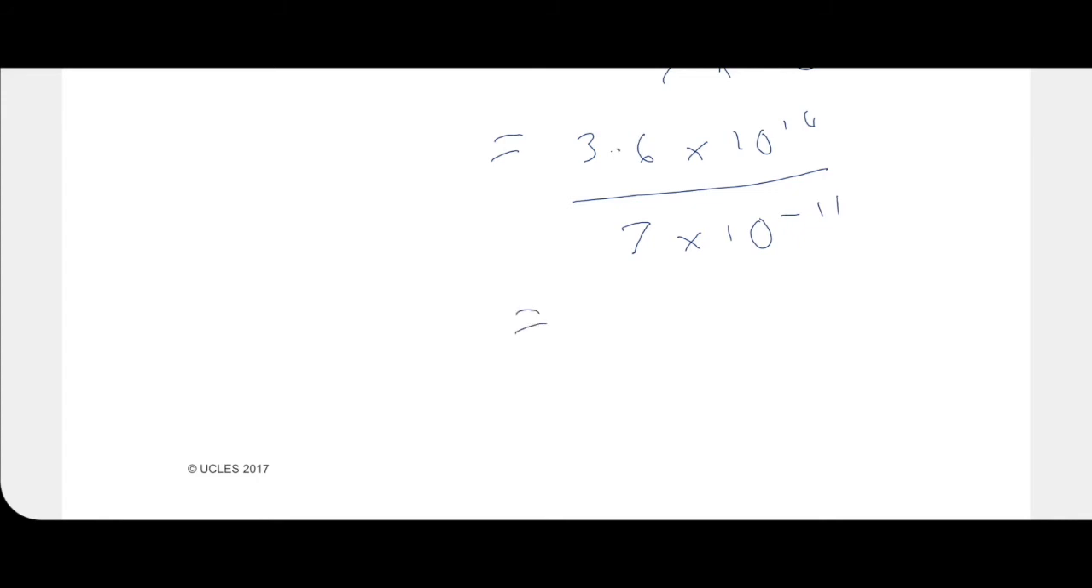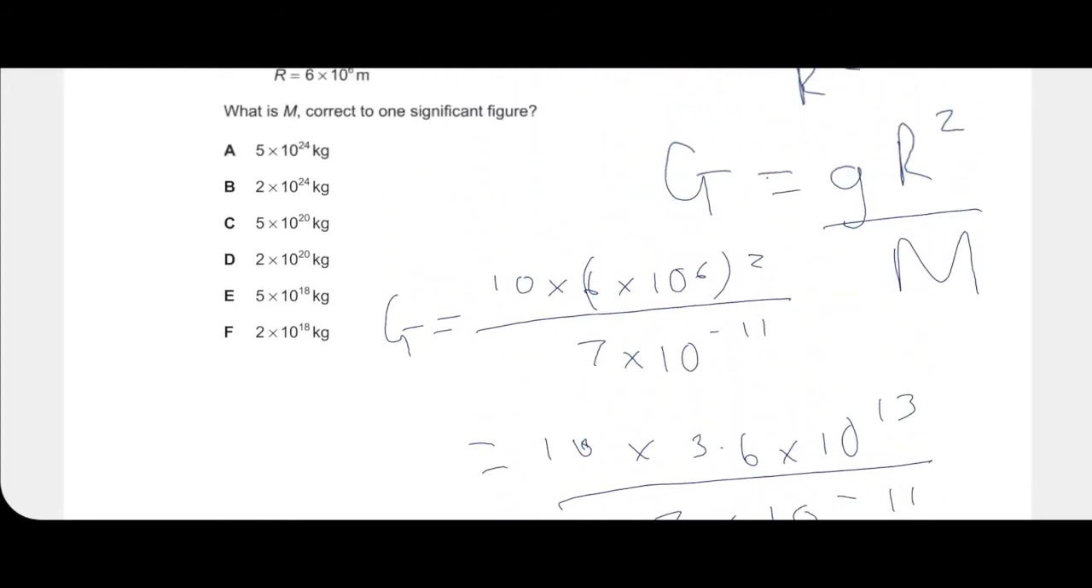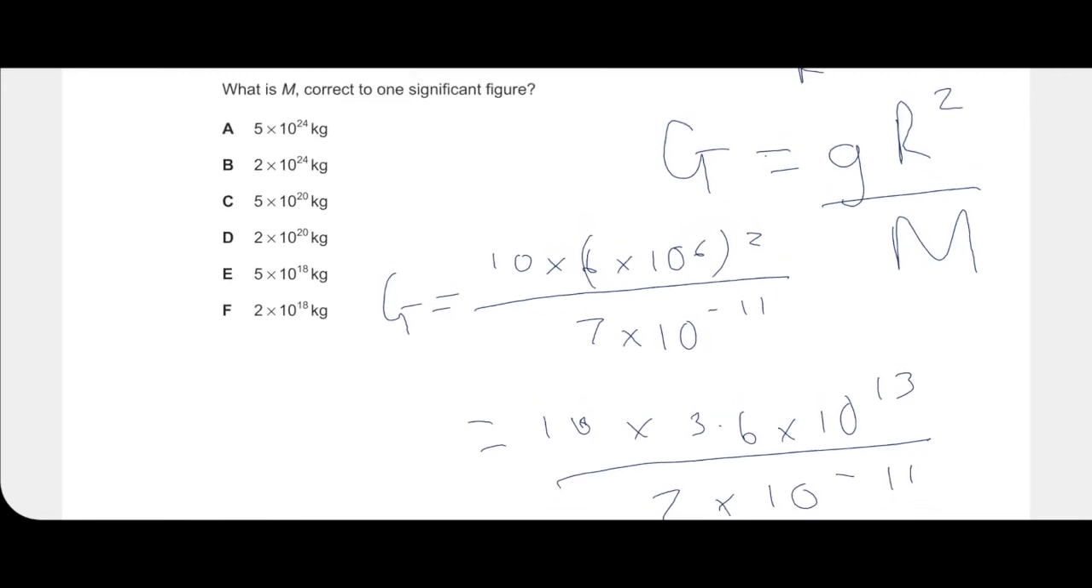So, 3.6 times 10 to the 14 divided by 7 times 10 to the minus 11. I'm first going to deal with the powers of 10. So I'm going to do 3.6 over 7 times 10 to the 25. And now I want to work out what 3.6 over 7 is. That is equal to about 0.51 times 10 to the 25. So that's our answer to the question. Everything's in standard form and to one significant figure.